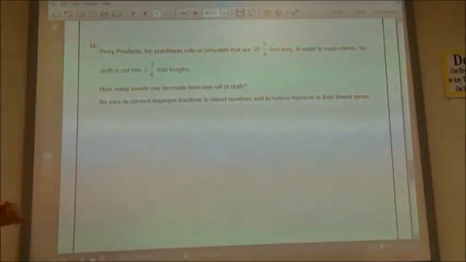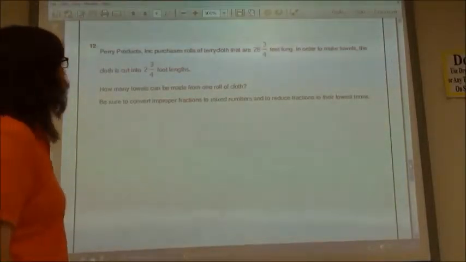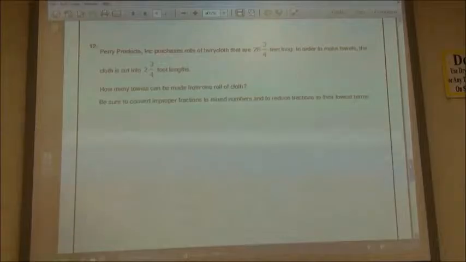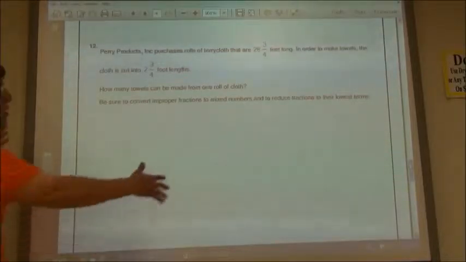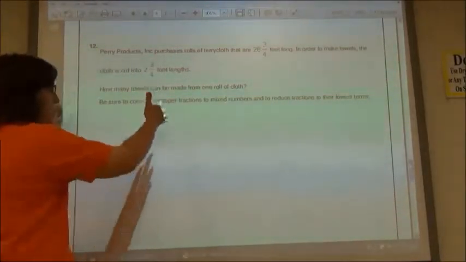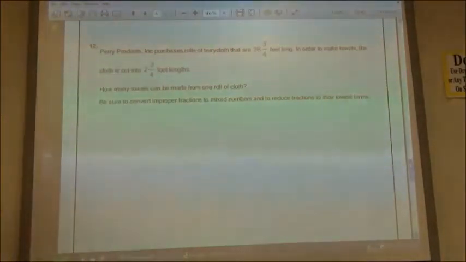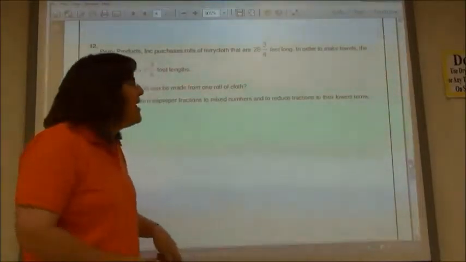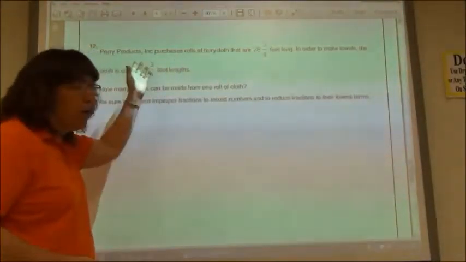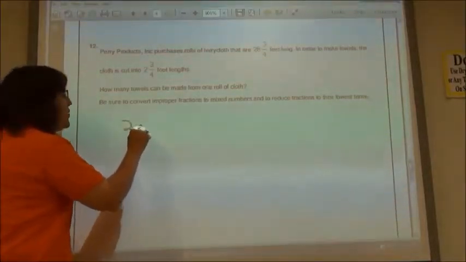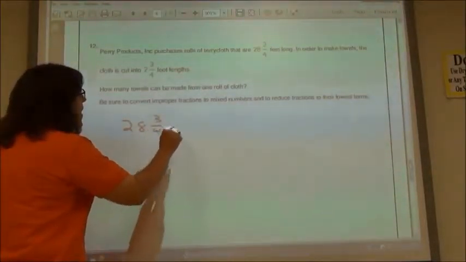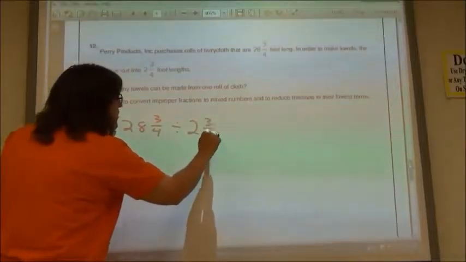Number 12, Perry Products Incorporated purchases rolls of terry cloth that are 28 3/4 feet long. In order to make towels, the cloth is cut into 2 3/4 foot lengths. So I started with a big piece. I'm cutting off pieces that are each 2 3/4 lengths. They want to know how many towels they can make from one roll of cloth. So again, I'm going to end up having to divide this big piece of cloth into smaller pieces. So I'm going to take my 28 3/4. I'm going to divide it by the 2 3/4.